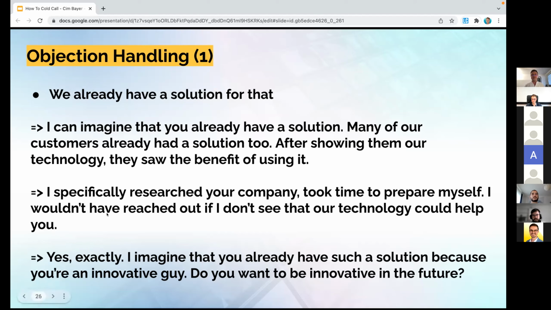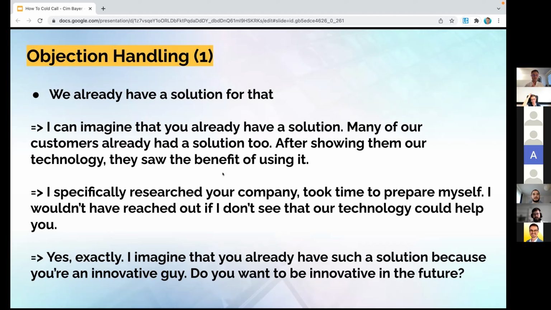Or you can say, yes, exactly. I imagine that you already have such a solution because you're an innovative guy. Do you want to be innovative in the future? Yeah, obviously, you can only say yes. Then you're like, oh, then you should consider our technology. Or what I specifically research. Yeah, the researching part I also really like because it shows him that you really did your homework and that you're really convinced that your technology can add value to his company.